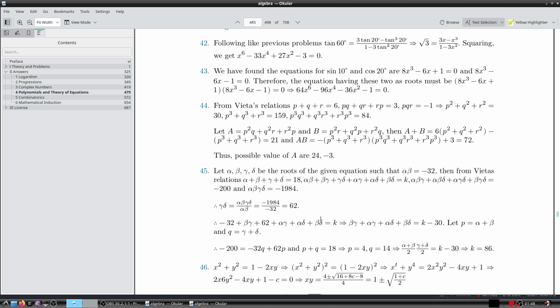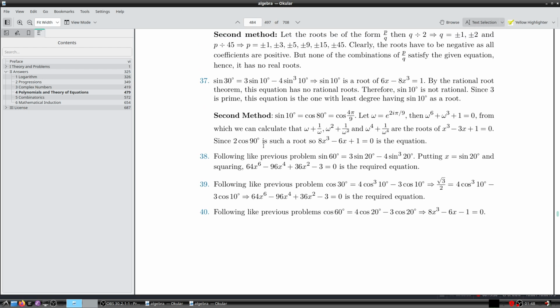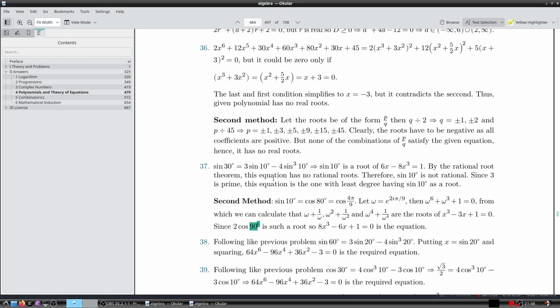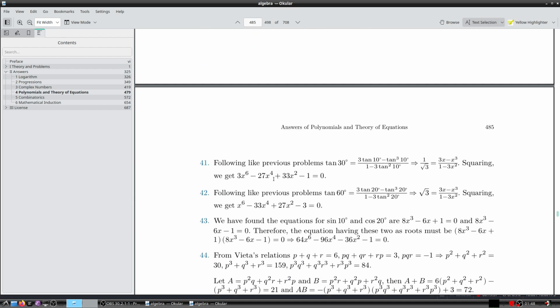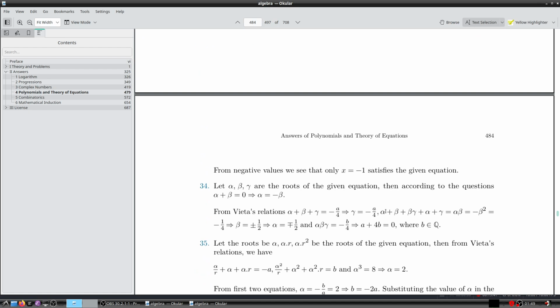We have solved 15 problems, and there were some typing mistakes. For example, this should be 80 degree, and there were some other typing mistakes. So I'll correct these in the book, and here is another typing mistake, this one.